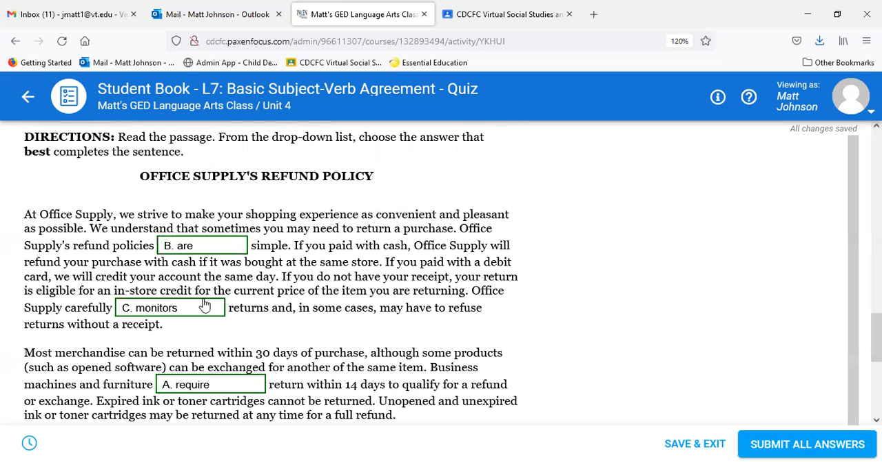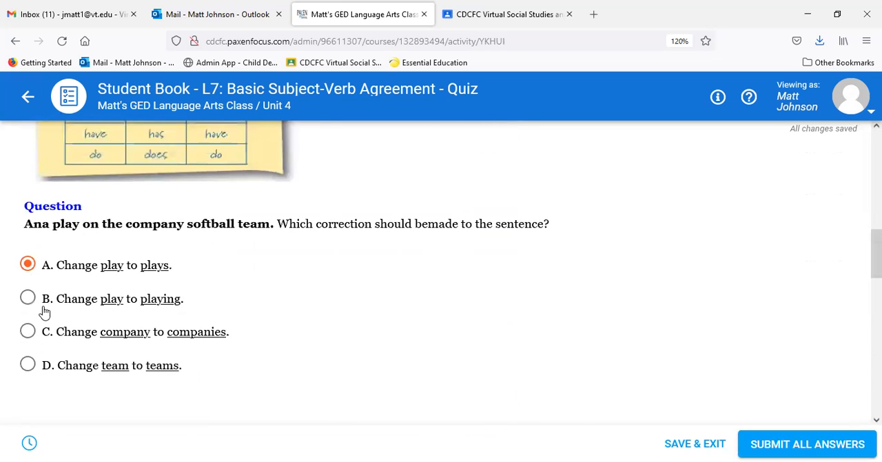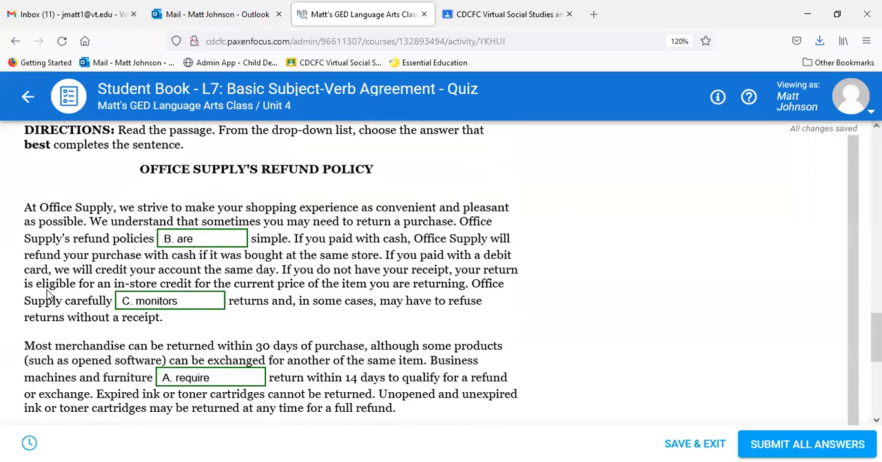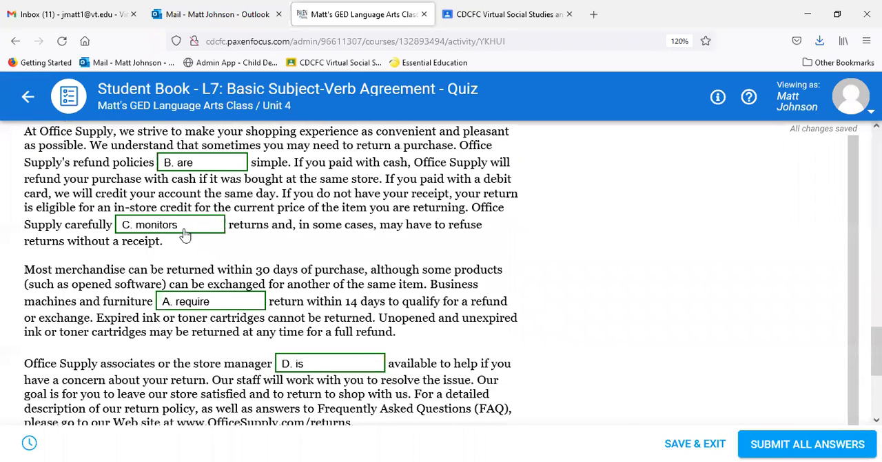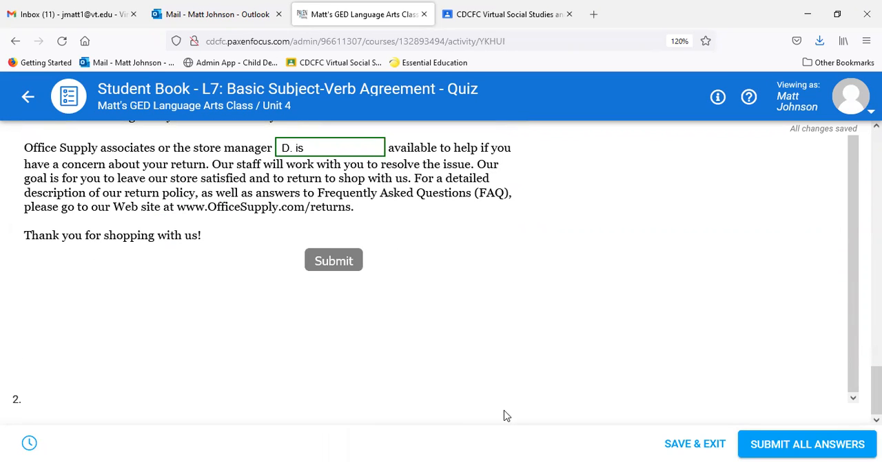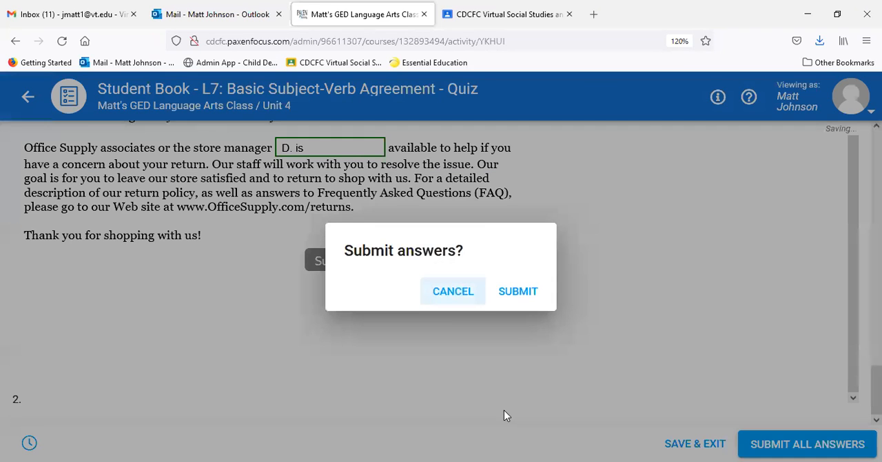Okay, so that's the quiz there, right? We had A at the top here, play. We changed that to plays to agree with the subject, Anna, which is singular. And then R, monitors, require, and is. Okay. And we'll submit there.